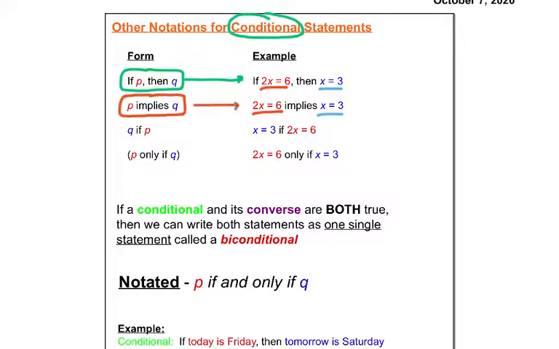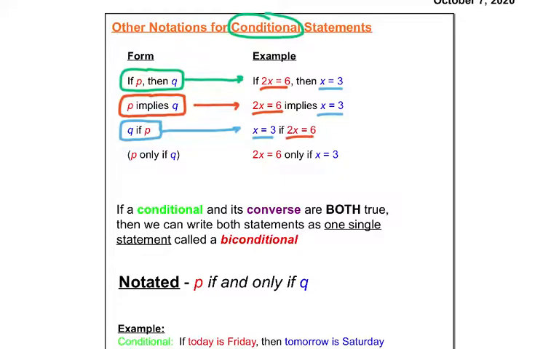Okay, that's another one. This next one is kind of interesting because it puts the conclusion first. But look at the order of the sentence. Q, if P. Meaning Q is going to happen, the conclusion will happen if the P, the hypothesis, happens. Well, that makes sense. Here's your example, again using the same ones. x equals 3 is true if 2x equals 6.